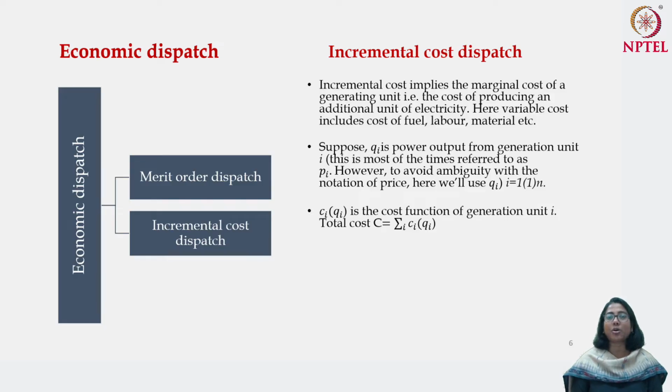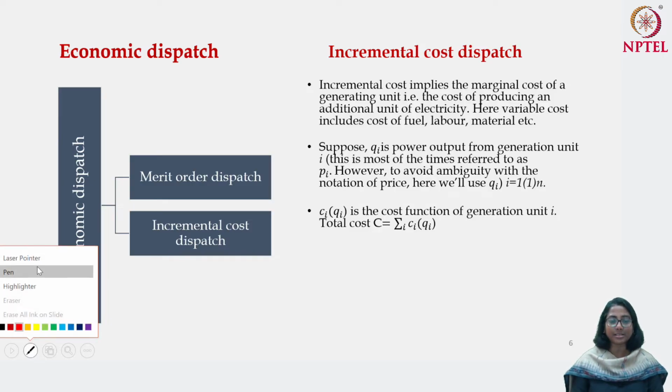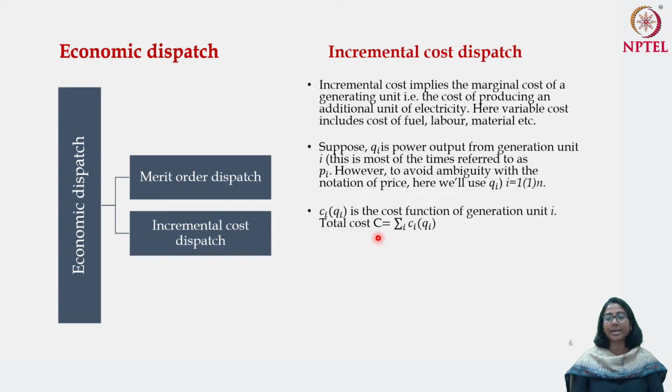We next define the concept of cost. Ci, that is Ci as a function of quantity produced Qi, is the cost function of generating unit i. So what is the total cost of the power plant where the electricity is being generated? The total cost of the power plant is given by capital C, which is the sum of the costs of individual generating units. So capital C is equal to the sum over i of Ci(Qi).